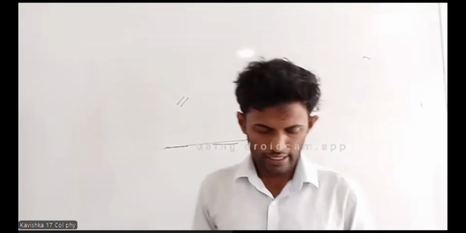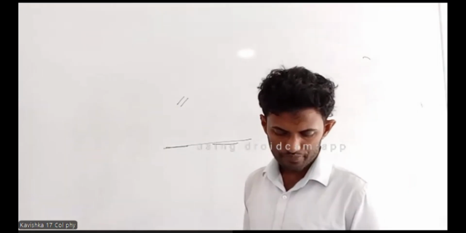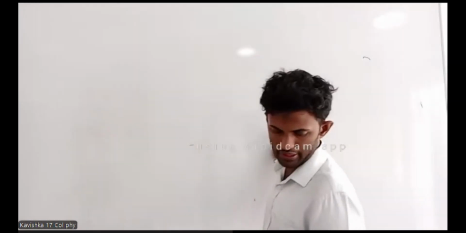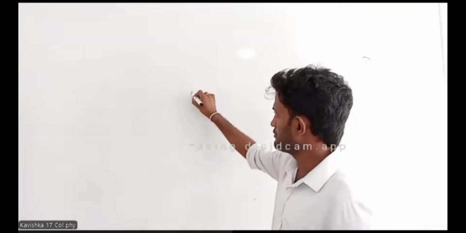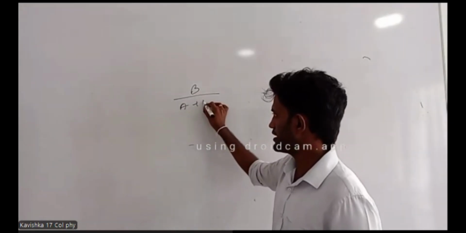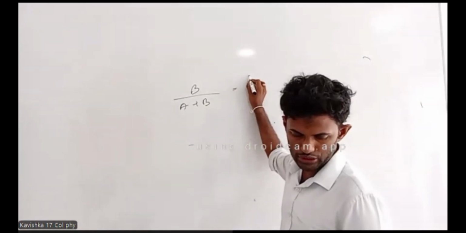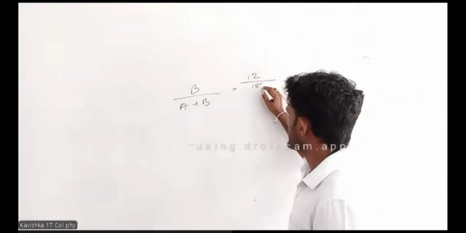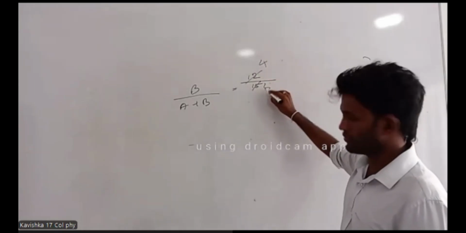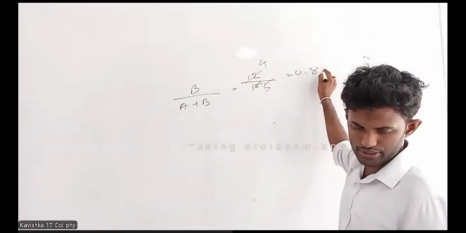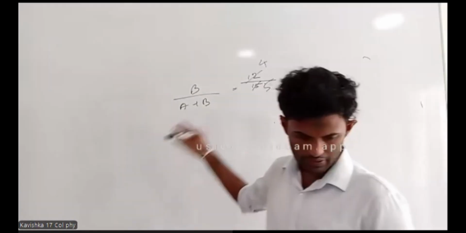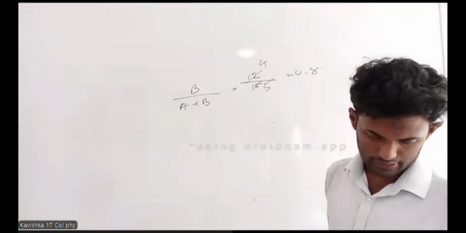Sixth one: 3 moles of A and 12 moles of B are contained in a mixture of A and B. Mole fraction of B is B divided by A plus B, right? Simple. B is 12 moles and A plus B is 15 moles. Then it's 4/5, 0.8. Yeah, 0.8. Just write if it is incorrect.